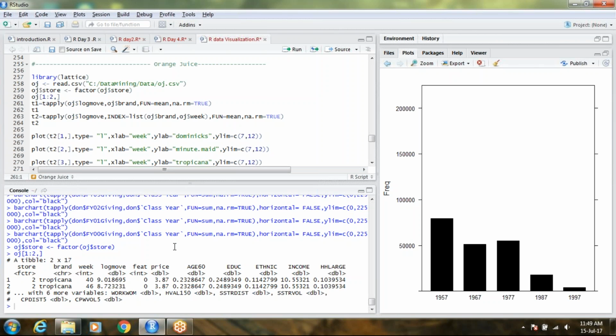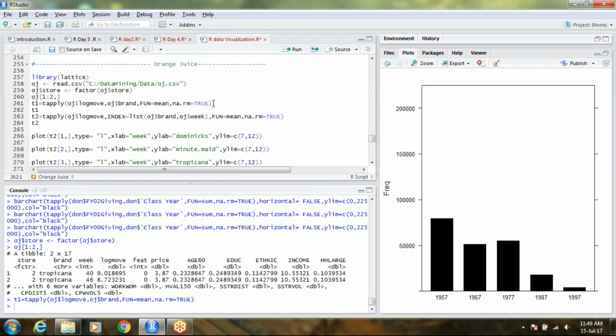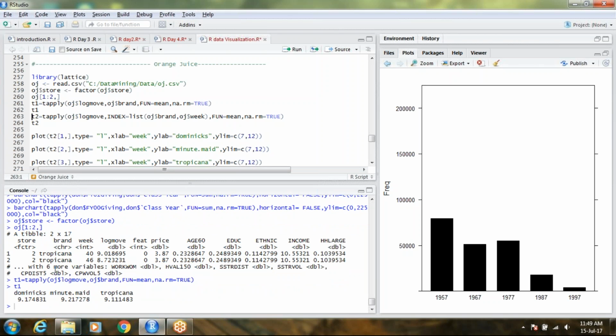Now let us make another tapply. The variable I have is log move, and it will be aggregated on the basis of brand, with the function mean, na.rm equal to true. That means if my data is null, then it will be removed. So let's see. This is the average value of log move for different brands.